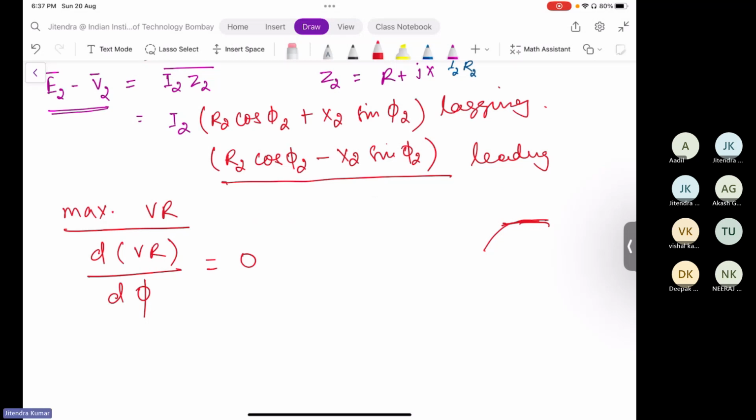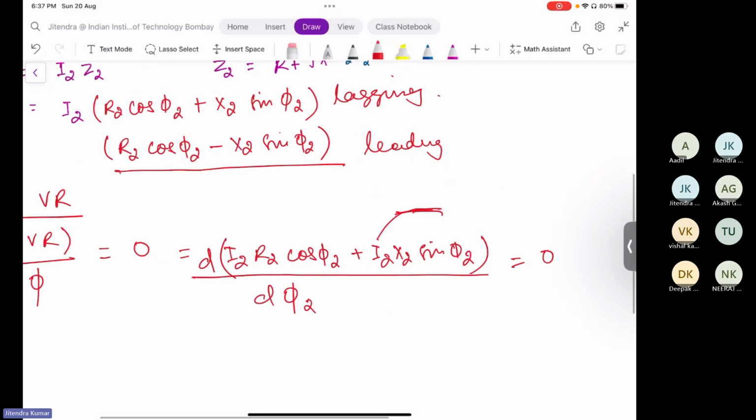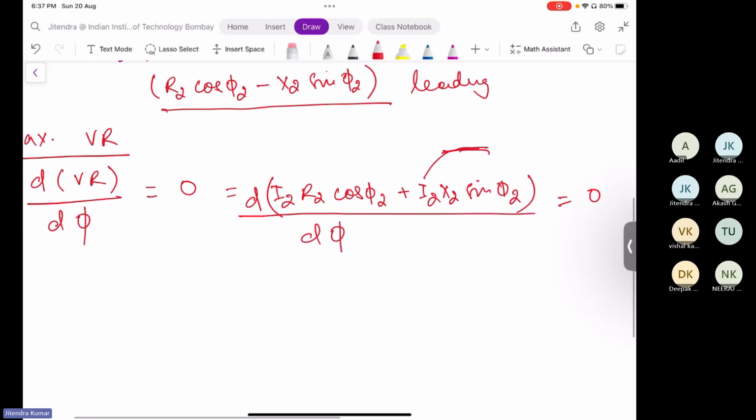So let us take this first case for lagging power factor, I2 R2 cos phi 2 plus I2 X2 sin phi 2, and you differentiate it with respect to phi 2 and equate to 0. Okay. So if you differentiate it, what will you get?